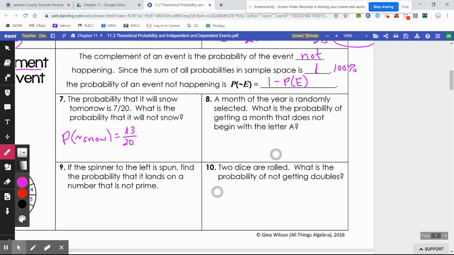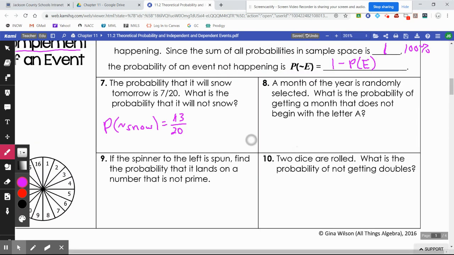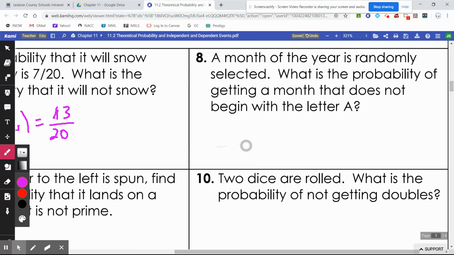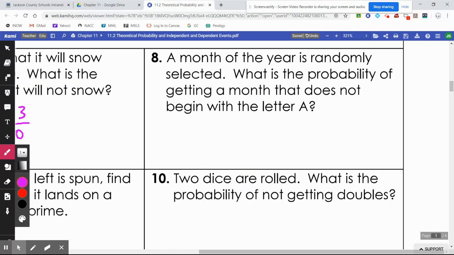Next problem says a month of the year is randomly selected. What is the probability of getting a month that does not begin with the letter A? So what they're doing here is they're showing you that sometimes it's easier to use a complement than it is to actually find the probability that they're asking for. So let's do this. Let's find the probability that we're going to get a month that starts with A.